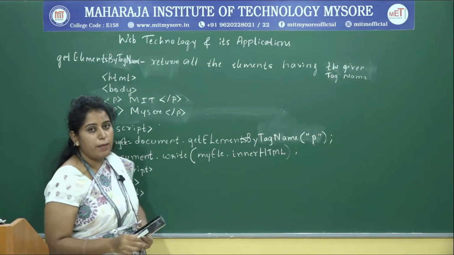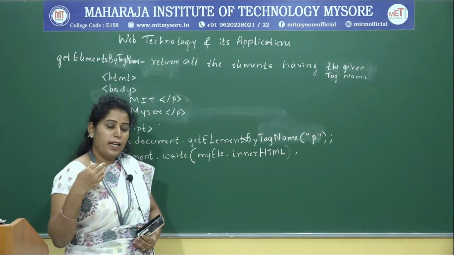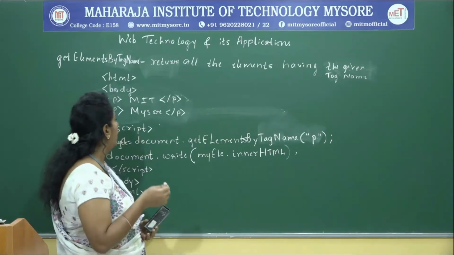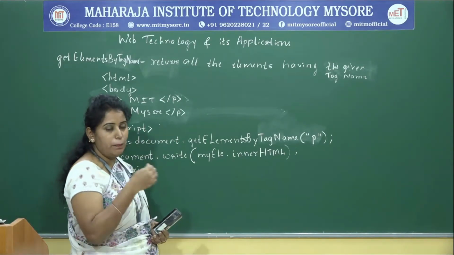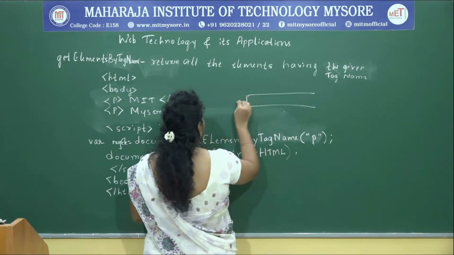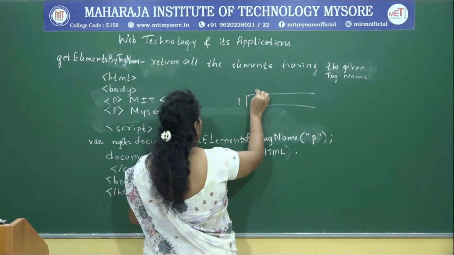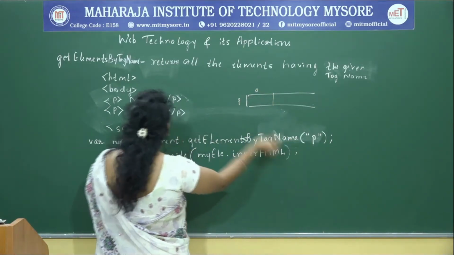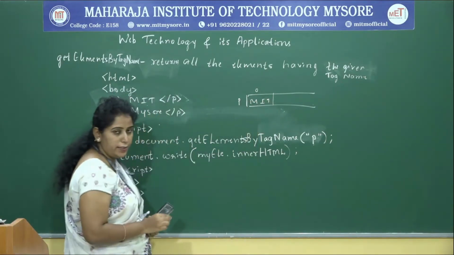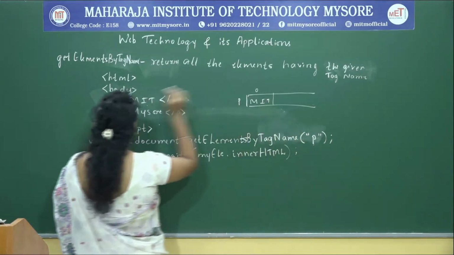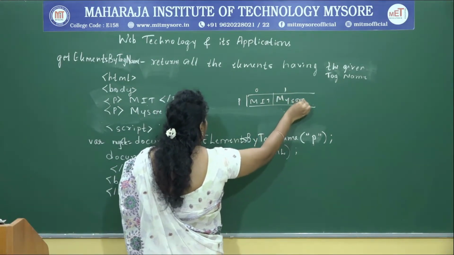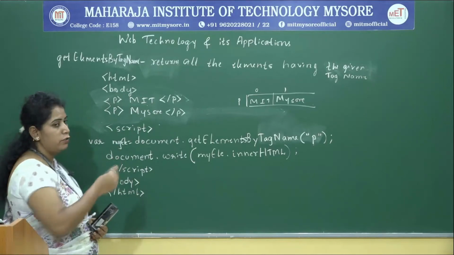Mysore. So in the same example you can notice that there are two contents having the same element P. In that case, they will be stored in the format of an array. For example, this is an array of P, this is the 0th index. First time when P matches with this element, the content MIT is stored in the 0th index. Again it finds the matching element P, then its content is stored in the next index, the first index, Mysore is copied.